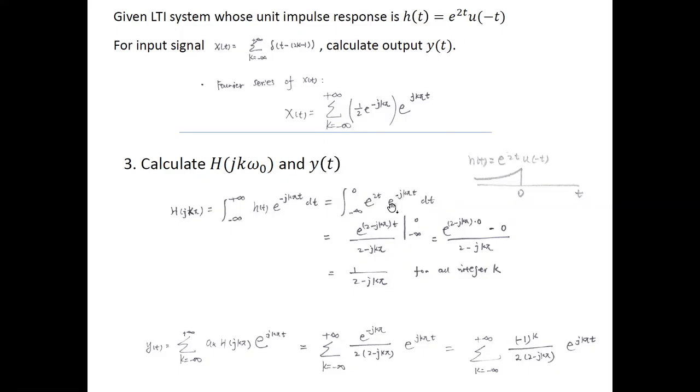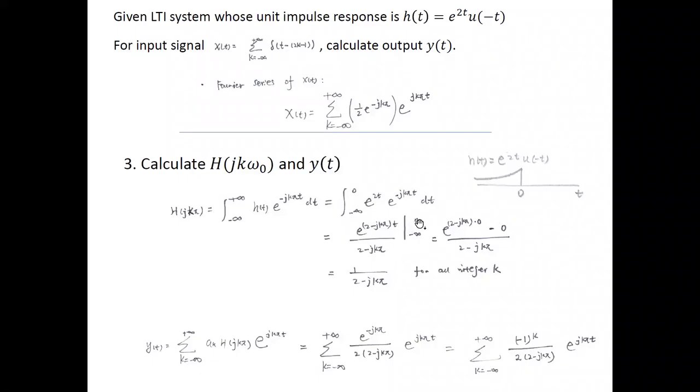Exponential minus jk pi t copied from the last step. Again, we can combine exponential 2t and exponential minus jk pi t as one exponent. We pull this single exponential term outside of the integral. We can put it on the denominator. And because of the non-zero real part 2, this number cannot be zero, right? For a complex number to be zero, by the way, both its real and imaginary parts need to be zero. Therefore, as long as its real part is non-zero, it cannot be zero. So we can put it on the denominator.